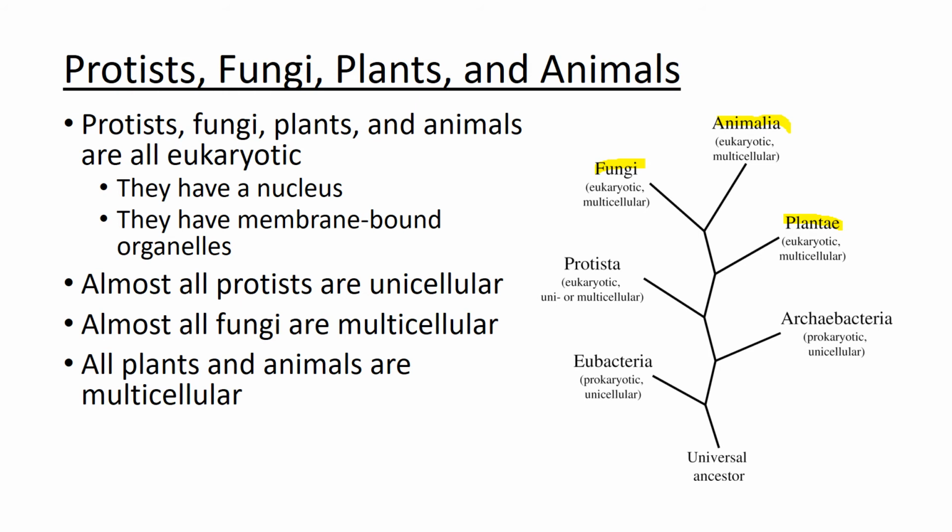I think of the protists as sort of a turning point. They're kind of the link between the Eubacteria and the Archaebacteria on the one hand, and then the fungi, plants, and animals on the other hand, because they're eukaryotic, but they're still unicellular. And then you have the multicellular eukaryotes and the fungi, plants, and animals. And so let's wrap up with our bullet point here. Almost all protists are unicellular, and almost all fungi are multicellular, but all plants and animals are multicellular.